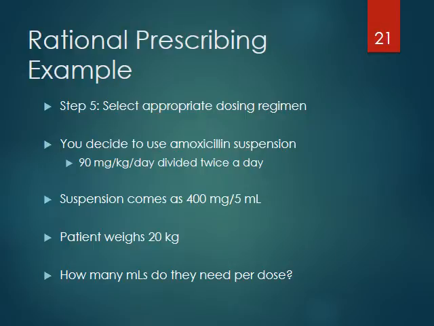And we know that our suspension comes as a 400 milligram per 5 mL concentration, and the patient weighs 20 kilograms. So the next question is, how many mLs do you need per dose? Because if you tell the patient's mom, "I want you to give 90 mg per kilo per day, divided twice a day," they're going to look at you like you have 3 heads, right? So you need to figure out how many mLs they need to give per dose.